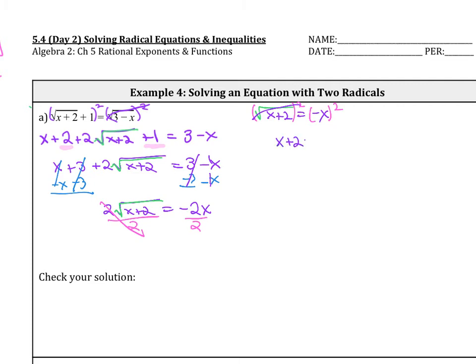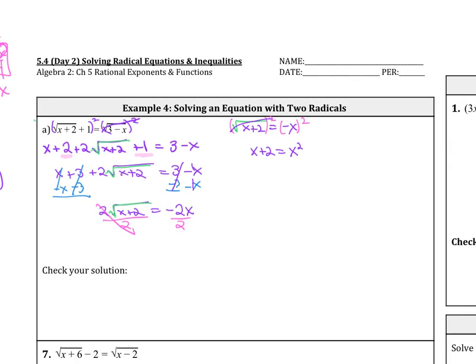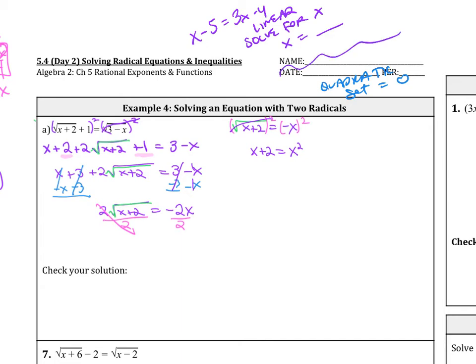And now we have x plus 2 equals negative x times negative x, which is x squared. So now we have a quadratic, no more radicals. Remember, with quadratics, you set equal to 0 to solve. If you get a linear equation like x minus 5 equals 3x minus 4, that's linear, and then you solve for x, meaning you get x on one side and the constant on the other. So those are the subtle differences between the two. Quadratic, you set equal to 0. Linear, you solve for x, so combine constants and combine the x's on opposite sides of the equal sign.